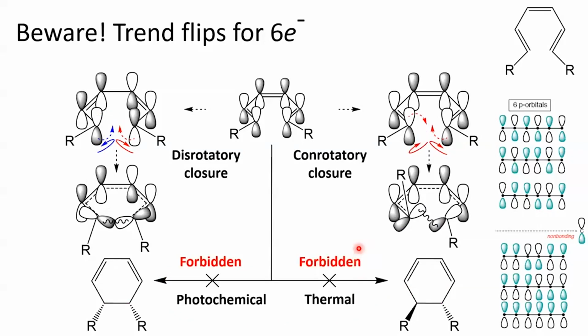formation. And much like before, if we talk about the allowed pathways to give us these products, the opposite pathway is going to be forbidden. So in a 6 electron system, if you have thermal activation of the bond, conrotatory closure is going to be forbidden. Similarly, if you use photochemical activation, disrotatory closure is also going to be forbidden.